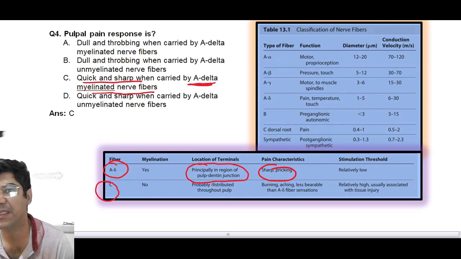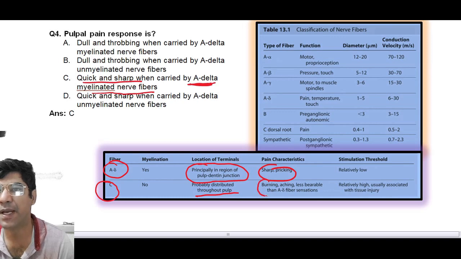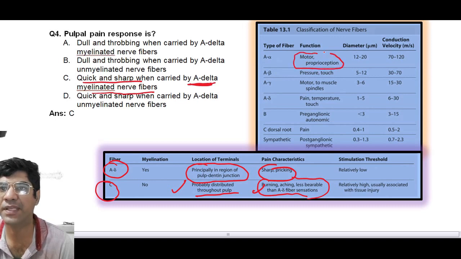Whereas C fibers are distributed throughout the pulp and they have burning, aching, less bearable sensations than A delta fibers. So this table is very, very important. A alpha fibers, their function is motor and proprioception. A beta fibers, their function is related to pressure and touch. A gamma fibers, A delta fibers, their function is related to pain, temperature, touch, etc.